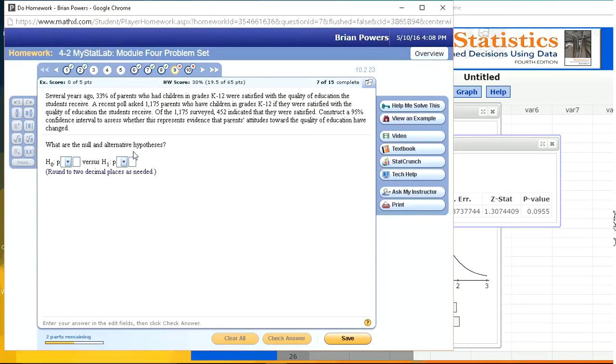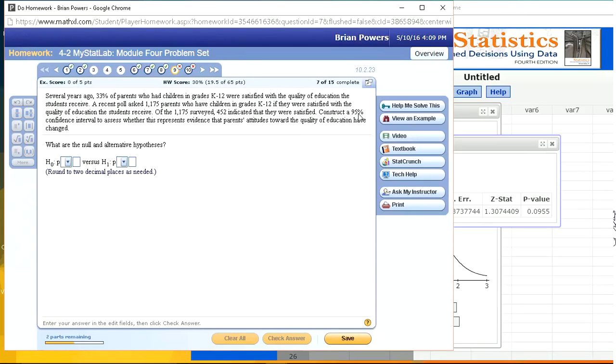Okay, so once again, several years ago, 33% of parents who had children in grades K through 12 were satisfied with the quality of education the students receive. A recent poll asked 1,175 parents who have children in those grades if they were satisfied with the quality of education the students receive. Of those surveyed, 452 indicated they were satisfied.